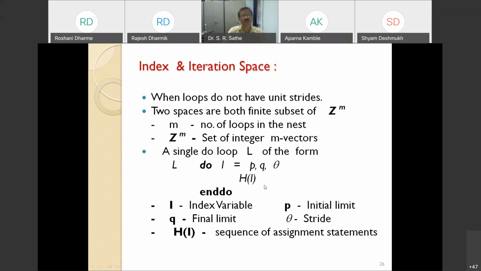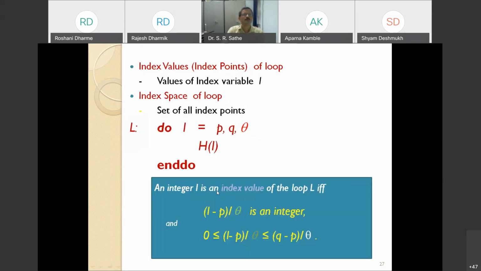This is the standard form of the loop that we are using. HI is the sequence of assignment statements, standing for some assignment statement in the body of the loop. Index values are nothing but index points of the loops, that is, the values of the index variable I, and the index space of the loop is the set of all index points.